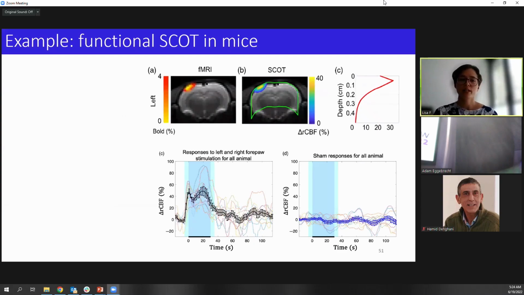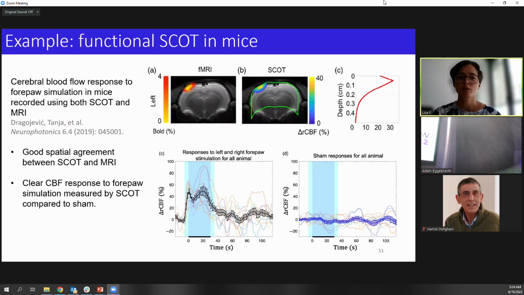Here I'm showing an example from a study on functional SCOT that was done in mice. In this case, the cerebral blood flow response to pulse stimulation in mice was recorded using both SCOT, speckle contrast optical tomography, as well as MRI. It was found here, in the top subplots A and B, that there was a good spatial agreement between SCOT and MRI. There was also shown to be a clear CBF response to the 4-pulse stimulation measured by SCOT compared to a sham measurement.